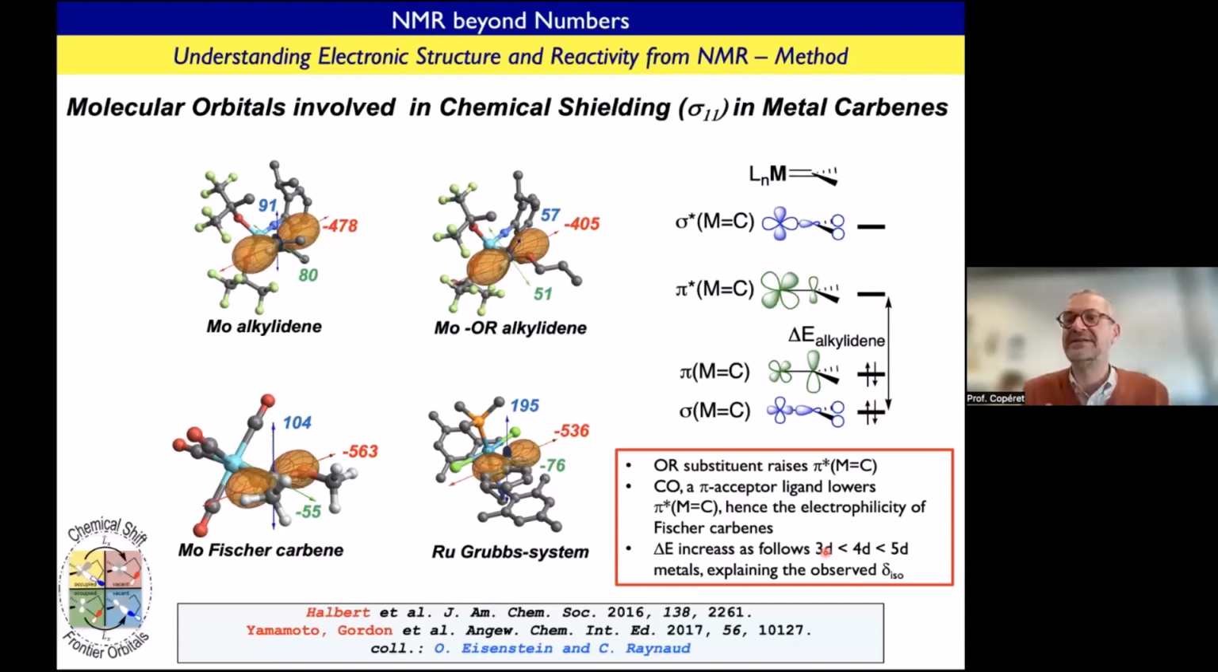And that's the reason why 5d metals have low chemical shift compared to 3d metals. If I compare tungsten to chromium, chromium is a 3d metal, with a small difference of energy between the orbitals, very large coupling, so you have very high chemical shift. So you explain why this metal carbon double bond resonates at 350 and 400 ppm for chromium, and why they resonate at 250 for tungsten, and why they are so deshielded compared to ethylene.